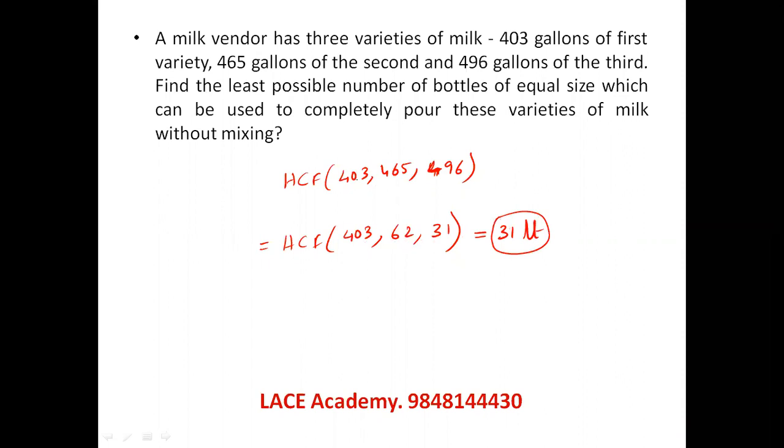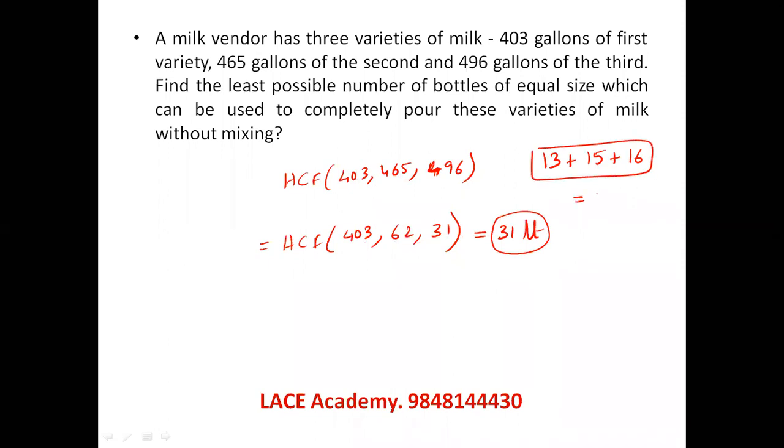So with the 31 liter bottles, 403 liters take 13 bottles because 31 13s are 403. Same way, 465 takes 15 bottles. 31 into 15 is 465. 496 is 465 plus 31, so one extra, so 16. So these are the number of bottles needed for each variety separately. The total number of bottles needed is 44 bottles.